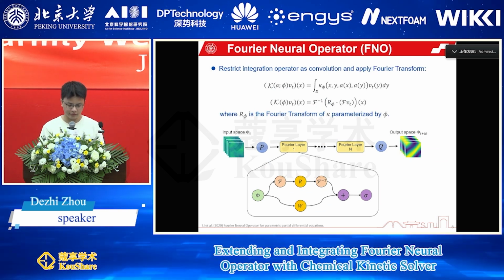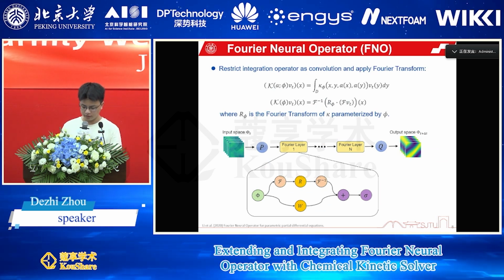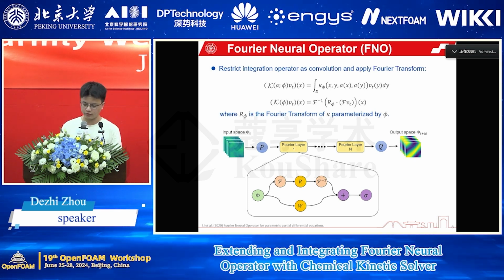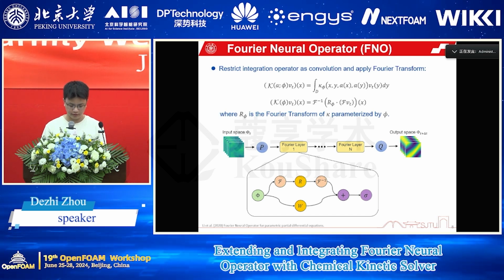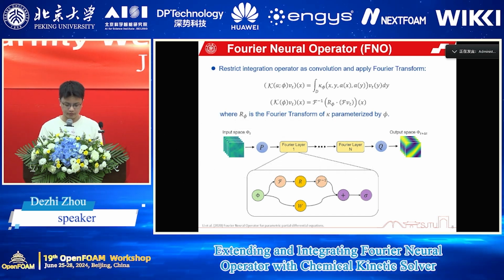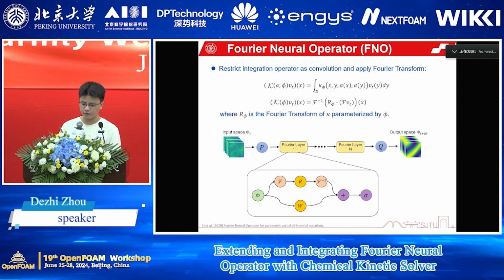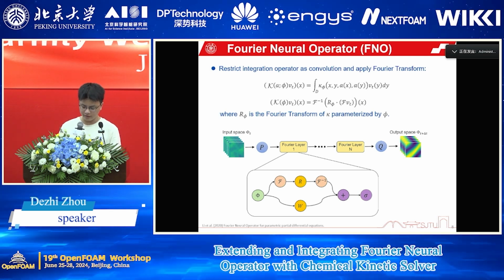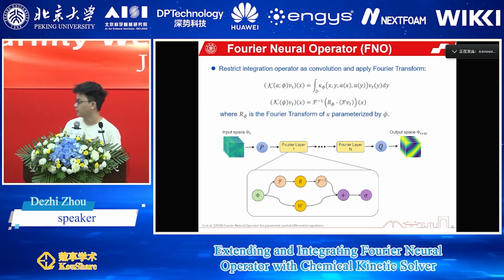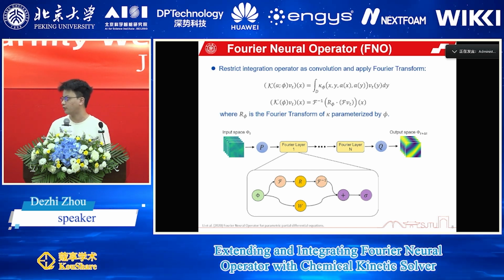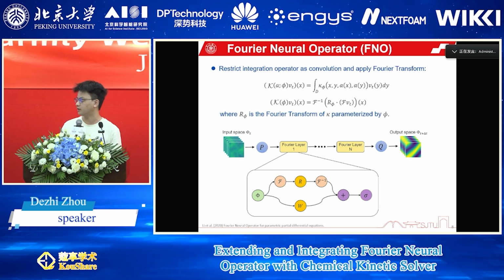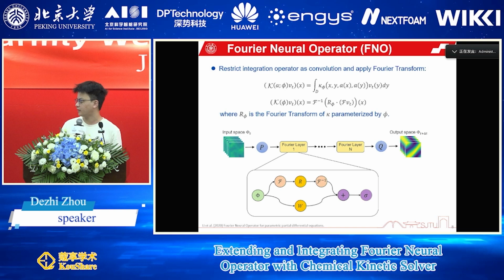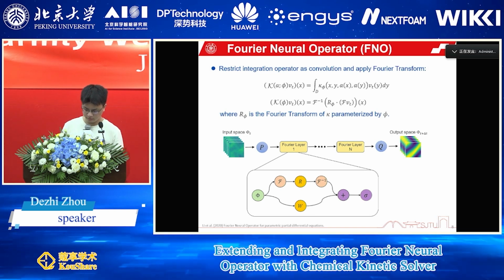To effectively address the integration in the kernel function, a pivotal method is introduced, that is the Fourier neural operator, which is shown here. Then the integration operator can be replaced by the Fourier transformation and the inverse Fourier transformation. The schematic diagram is shown below. We get our input vector and pass it to the encoder and then to the Fourier layers, and finally get the output vector.